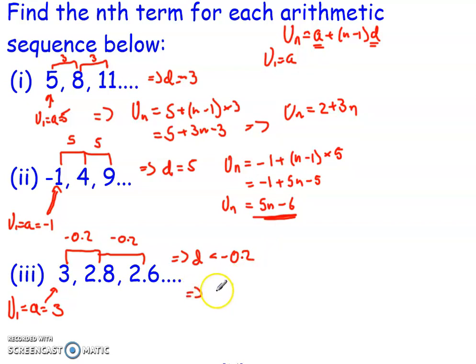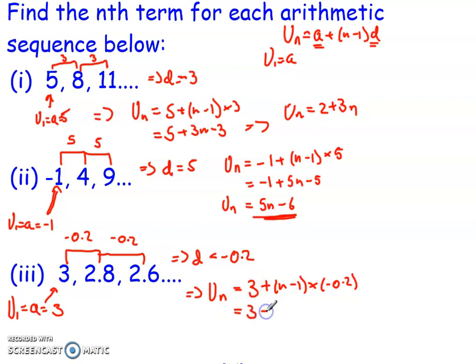What I then do is just plug it all together, see what I get. So I know I've got un is equal to my a, which is 3, plus the n minus 1 times my d, which in this case is negative 0.2. Multiply this out, simplify it, and we're laughing.